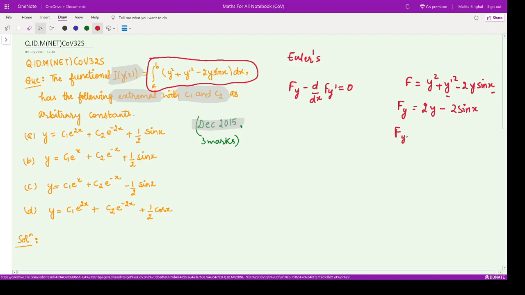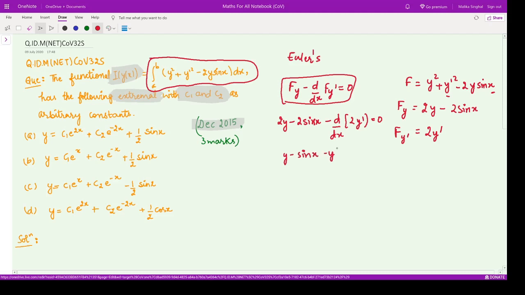Next we calculate f y dash, that is the partial derivative of this f with respect to y dash. So, we clearly obtain 2y dash. Putting these values in our given equation, what we obtain is 2y minus 2 sine x minus first derivative with respect to x of 2y dash is equal to 0. Rewriting this equation, we obtain y minus sine of x minus y double dash is equivalent to 0, or y double dash minus y is equivalent to minus sine of x, right?